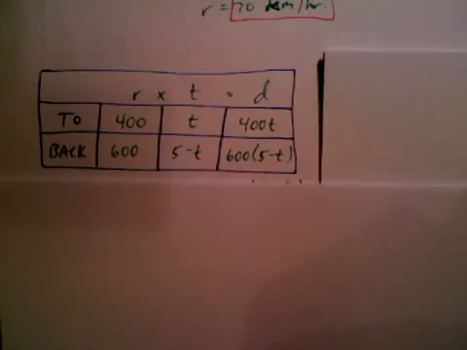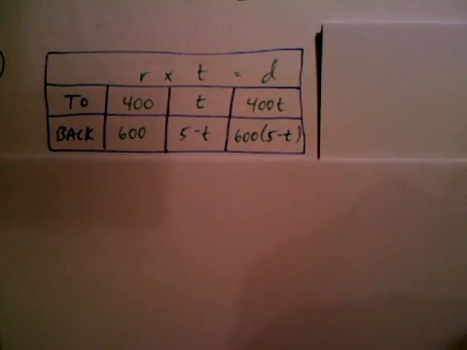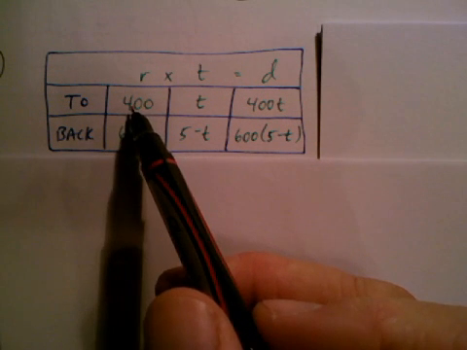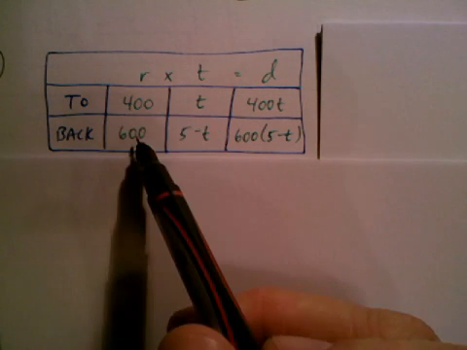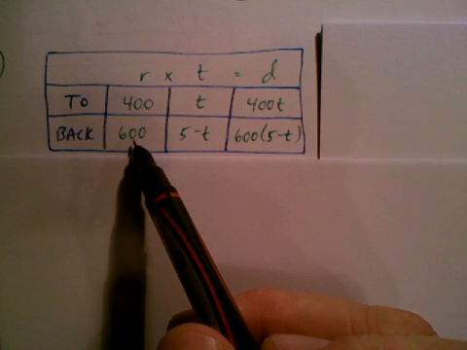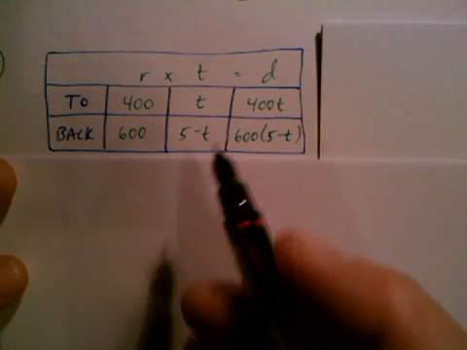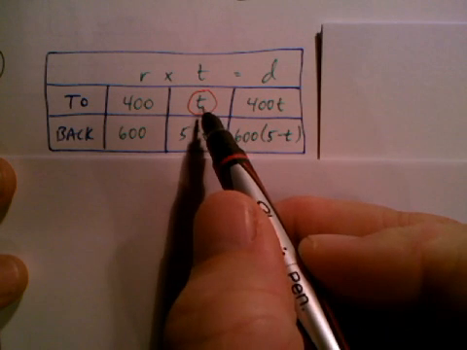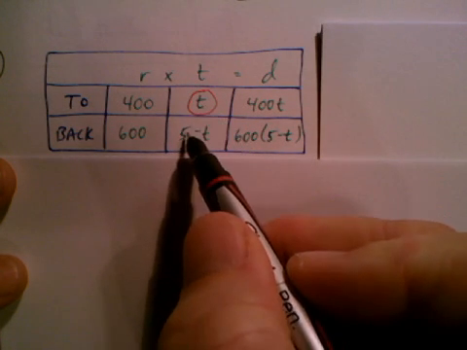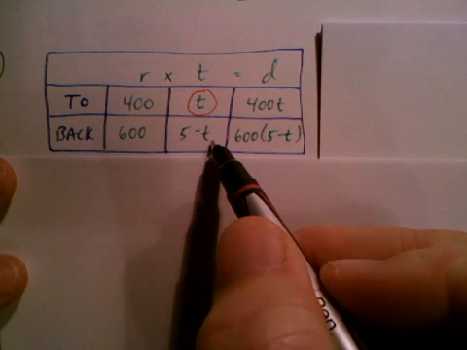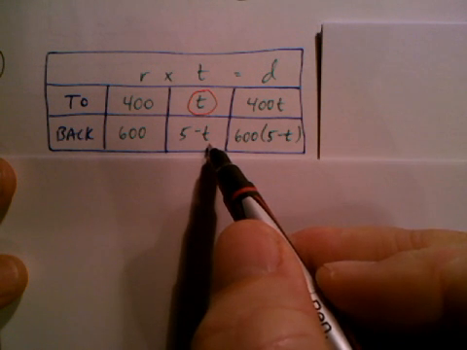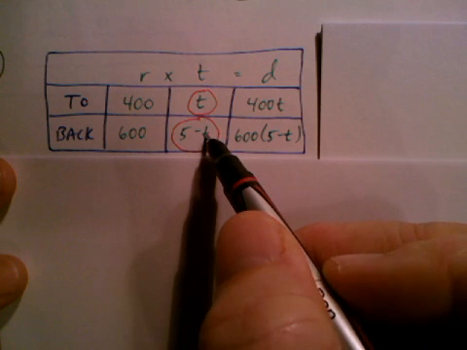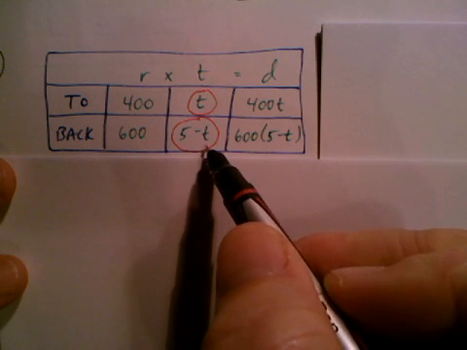Okay, and there's the chart. On his way there, he was traveling at a speed of 400 kilometers an hour, and on the way back, 600 kilometers an hour. This is probably the hardest part. Just let t be the amount of time that he spent going there, and then if he spent a total of 5 hours for the whole round trip, then this is the hard part: 5 minus t would be the amount of time that he spent coming back.